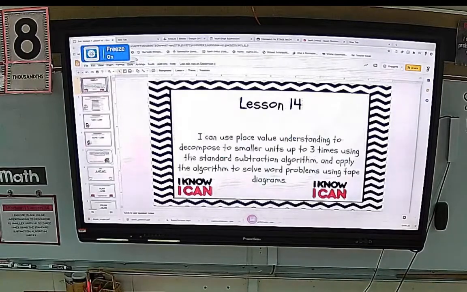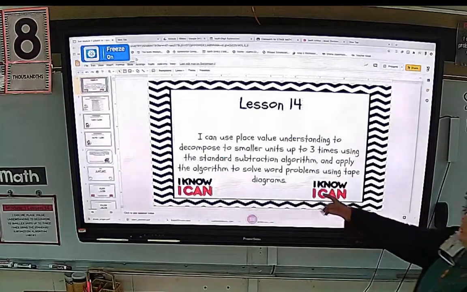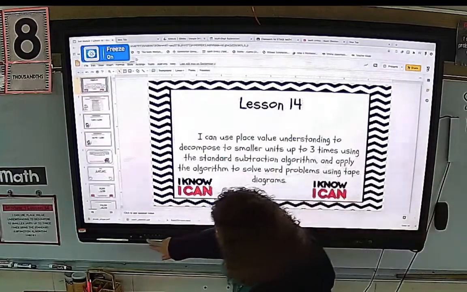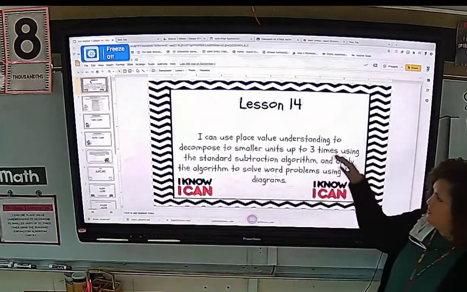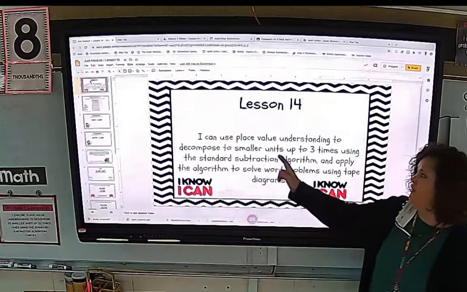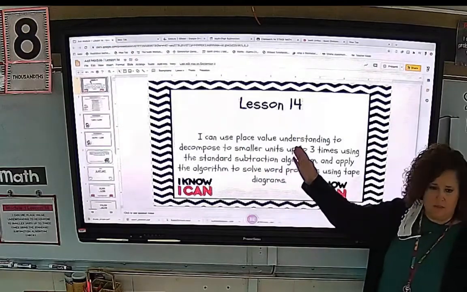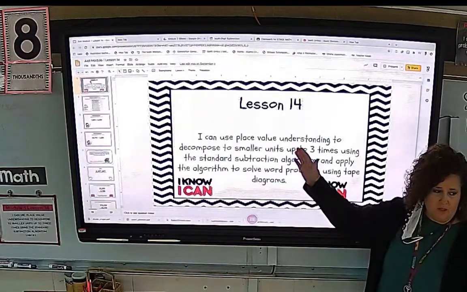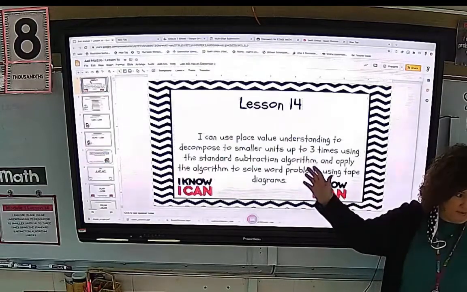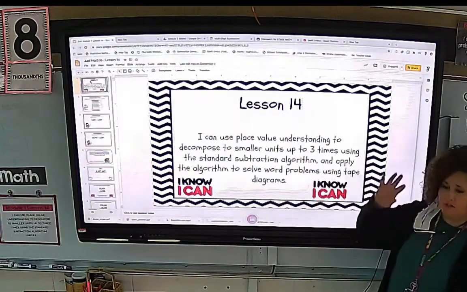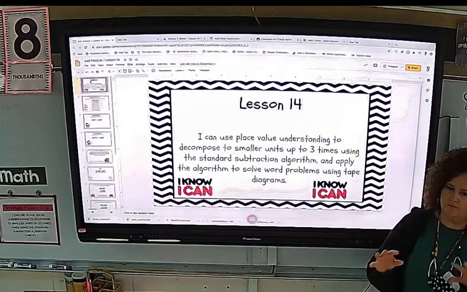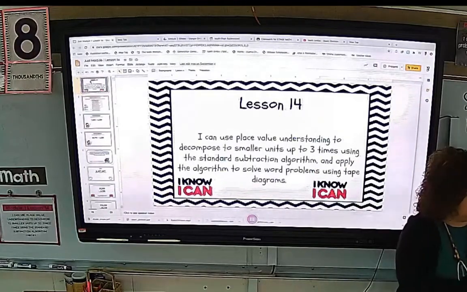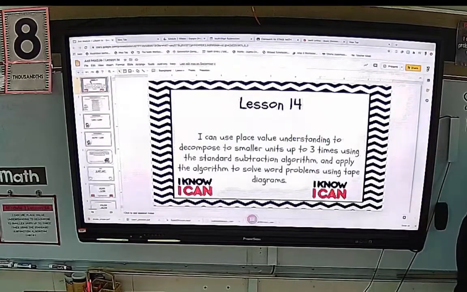All right, so lesson 14 is where we are, and I can use place value understanding to decompose to smaller units. Does that sound like what we did yesterday? It is exactly what we did yesterday, except here's the difference. A lot of times when we do these, sometimes it's very similar day to day. There's just one little change we make.